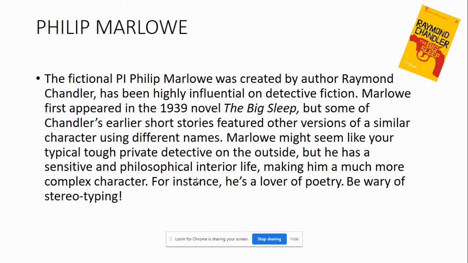So Marlo, Chandler's character, has had a huge influence on detective fiction. I think all of Raymond Chandler's books have been turned into films, so it'd be quite easy to have a look at a clip of that, or even watch the whole film if it's something that you enjoy. But all of his earlier short stories featured other versions of Marlo, who were basically Marlo, but with different names. He might seem like your typical tough private detective, but as with a lot of private detectives and private investigators, they've got this kind of moral centre. They've got a side to them that knows right from wrong and wants to see justice done.